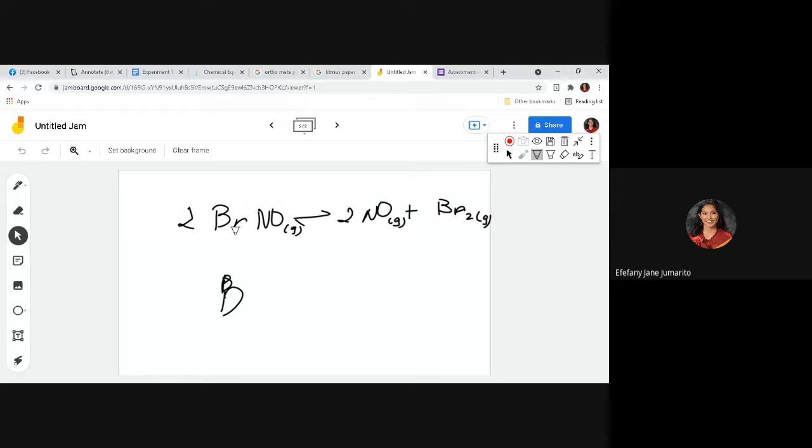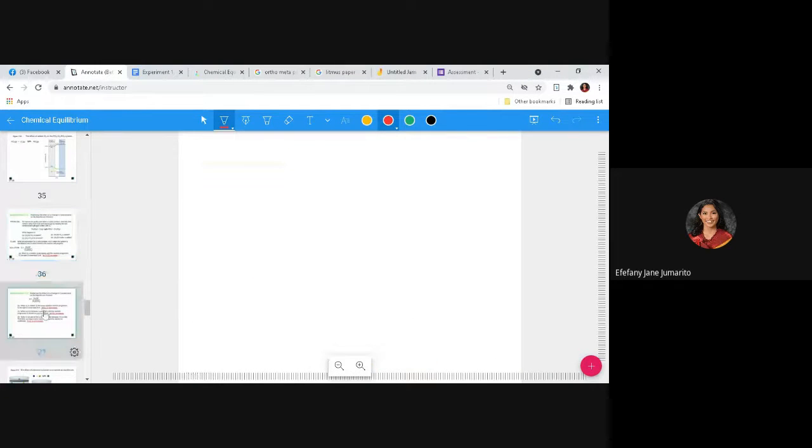If we decrease BrNO, since it's on the left, the direction will be to the left. If we decrease NO, since it's on the right, the system will go to the right. Basta, increase is opposite, decrease is the same direction. It holds true because when we decrease a concentration, the system will react to produce more of it. So if one is reduced, the system produces more of it. Okay, so that's it.